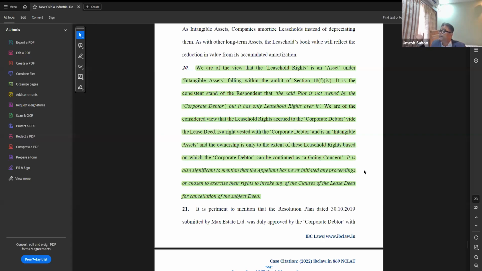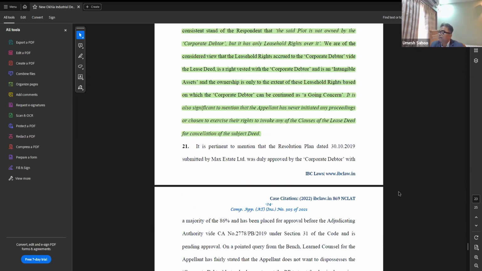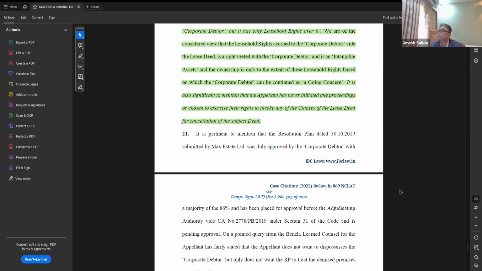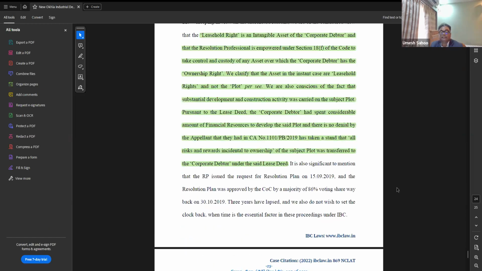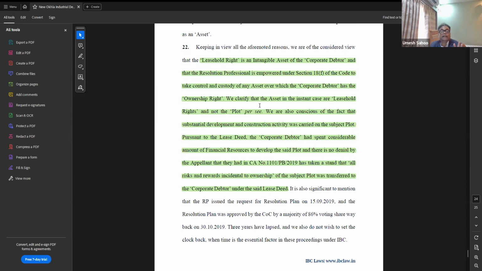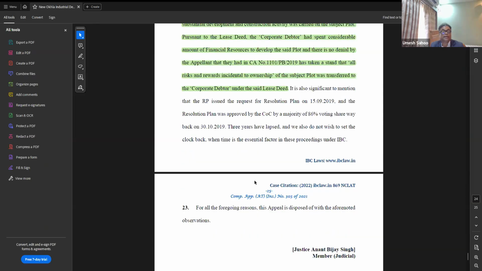Now what I told, without leasehold right the corporate debtor could not continue as a going concern, and it is also significant to mention that the appellant never initiated a separate matter. He has not proceeded with anything else. So we found that the Honorable Court held that the leasehold right is the right and not the plot. We also conclude that substantial development and construction activity was carried on the plot, presuming that the corporate debtor has a considerable amount of financial resources for development. There is no denial by the appellant.